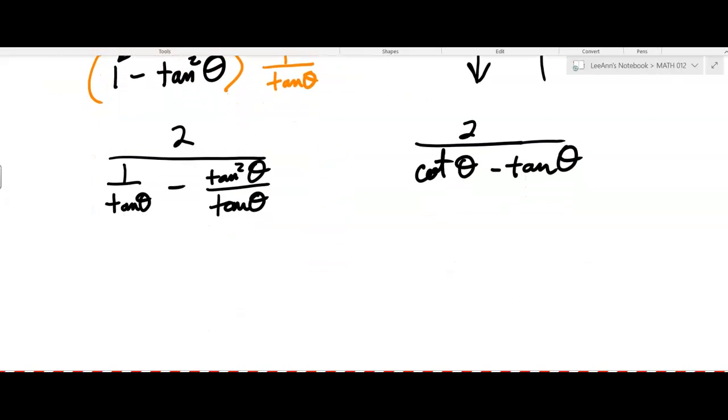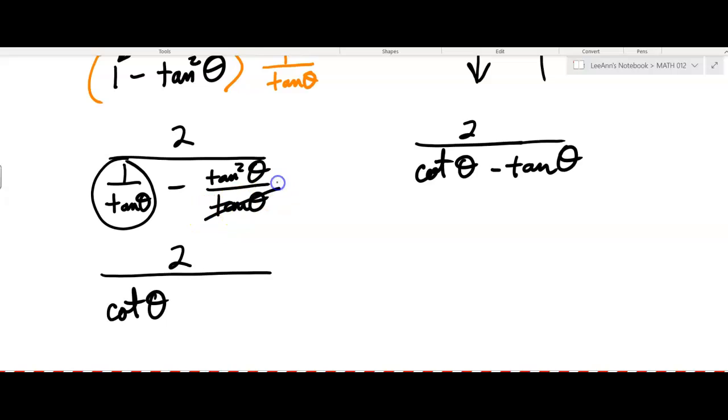I've got the numerator. That's looking good. Then what is this? 1 over tangent theta. Well, that's a reciprocal identity. And so that's cotangent theta. Okay, that looks good. And then one of these tangent thetas is going to cancel with the one in the denominator, one in the numerator with one in the denominator, minus tangent theta. And so, yeah, those look the same, so it all worked out.